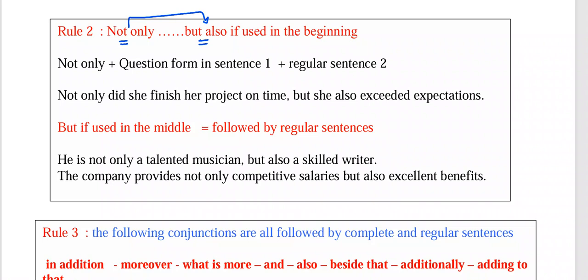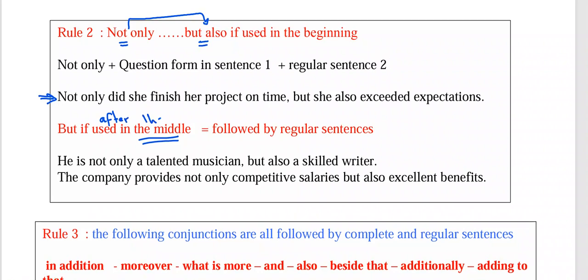Rule number 1, if you will use not only after the subject, in the middle of the sentence, it means you will use it after the subject. What will happen? Nothing. You will use it easily and simply the same way you use any conjunction. Like he is not only a talented musician, comma, take care of the comma before but also a skilled writer.